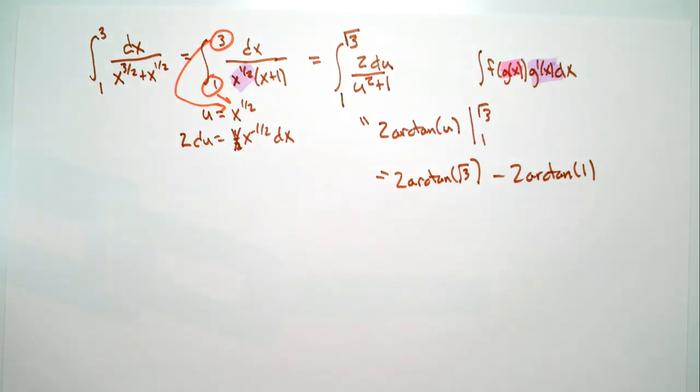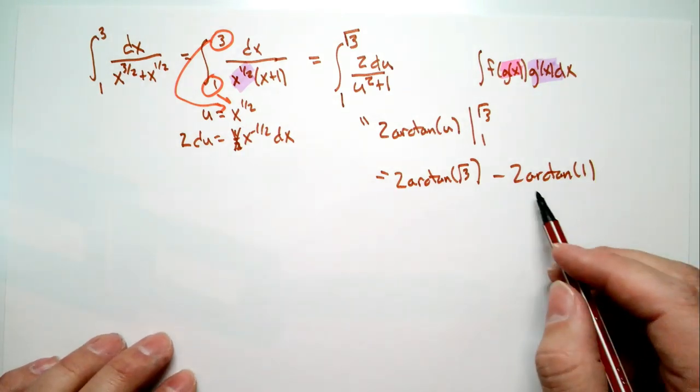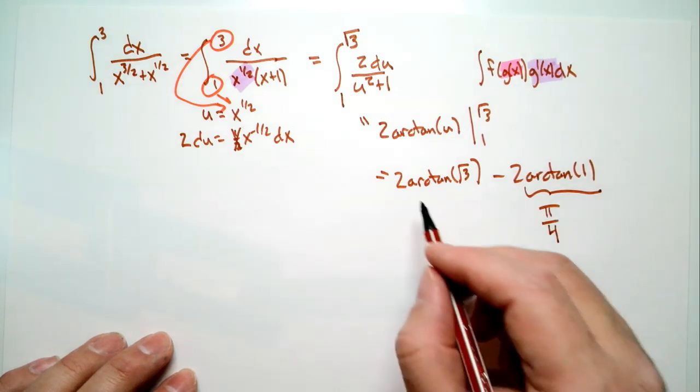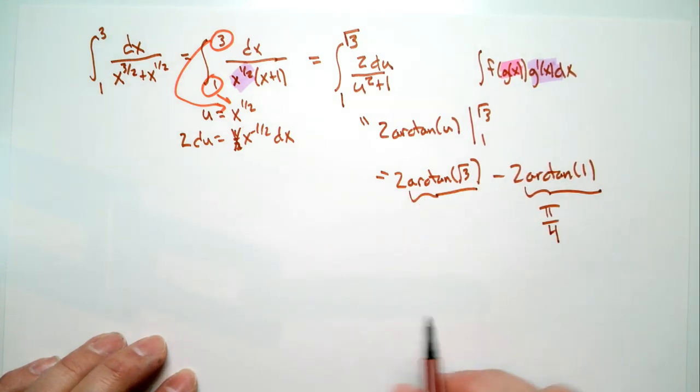Now, we can actually go a little bit further. Do we know what arctangent of 1 is? Pi over 4. Do you know what arctangent of root 3 is?